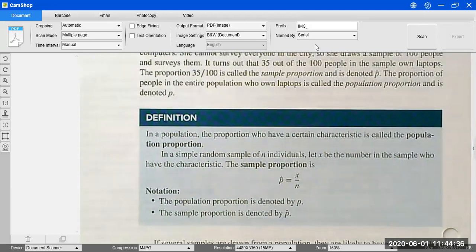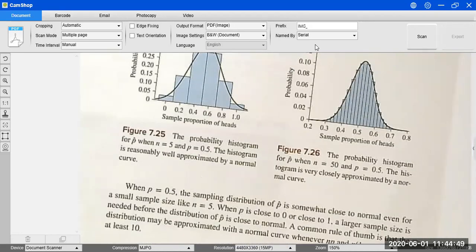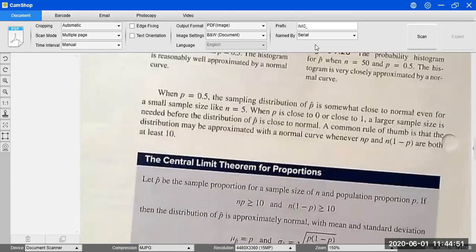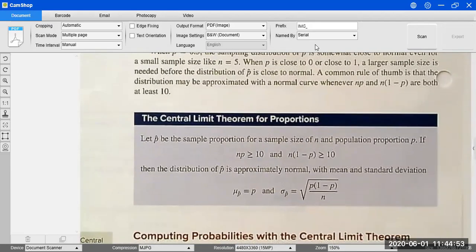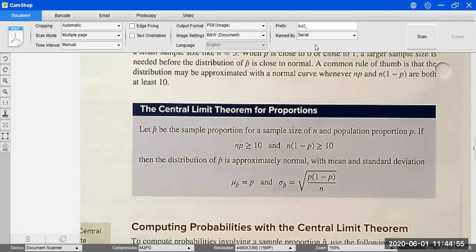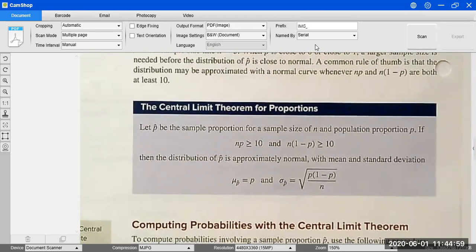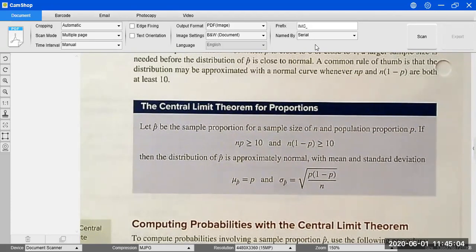Or simply, x is the number of people that satisfy a condition over the total number of people in the sample. So that is going to be the definition of a proportion. Then the central limit theorem: to be able to apply the normal distribution for proportions to do computations of probability, there are 2 conditions that need to be satisfied.